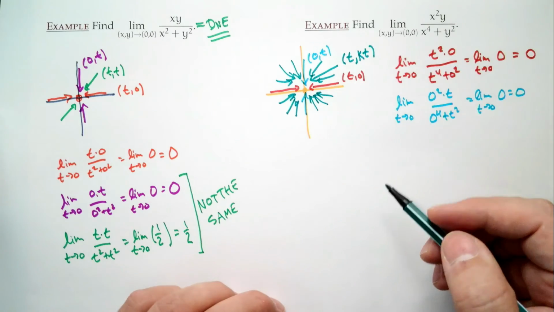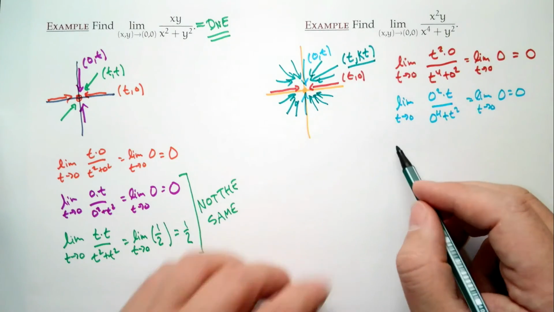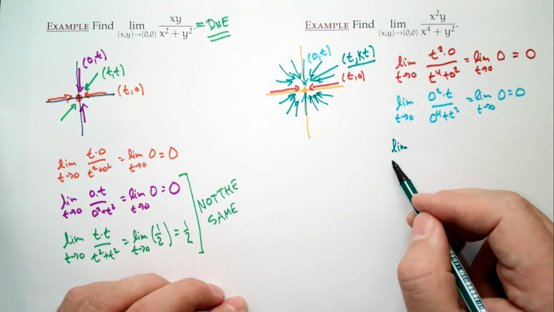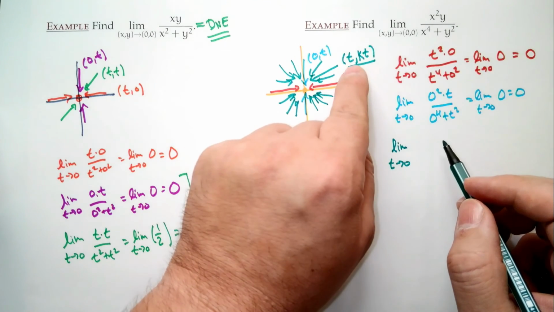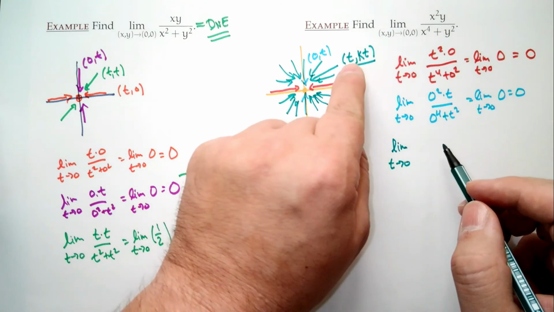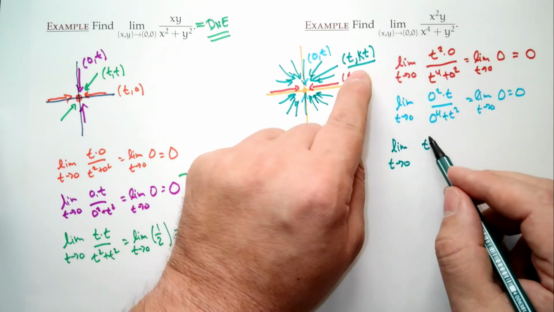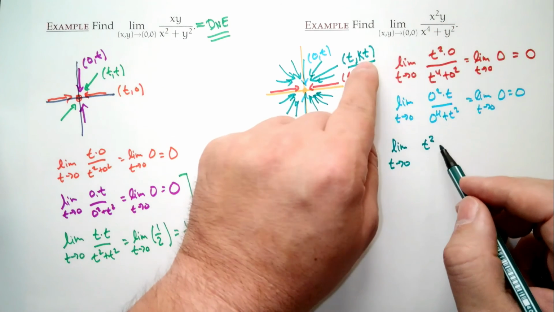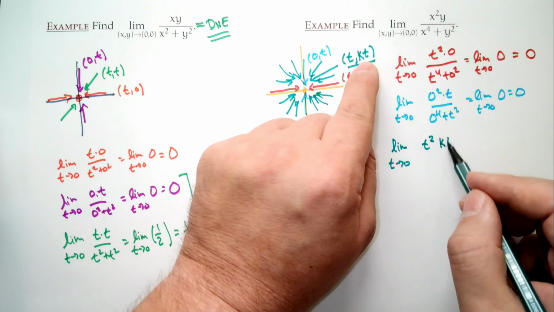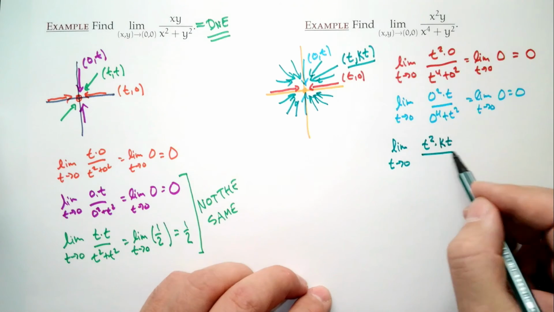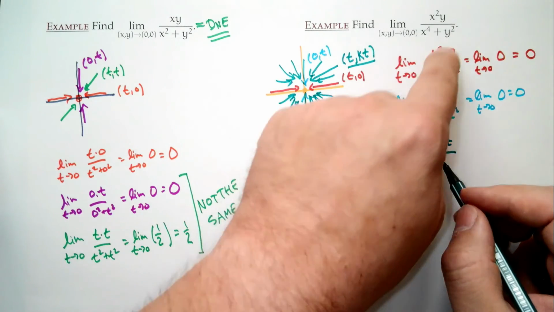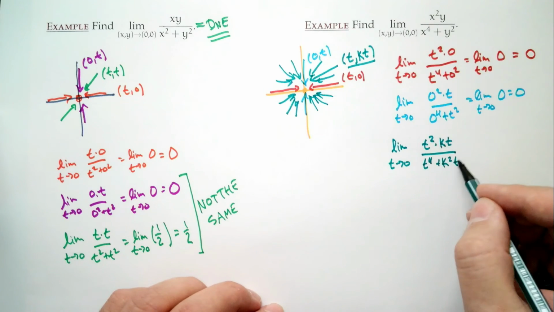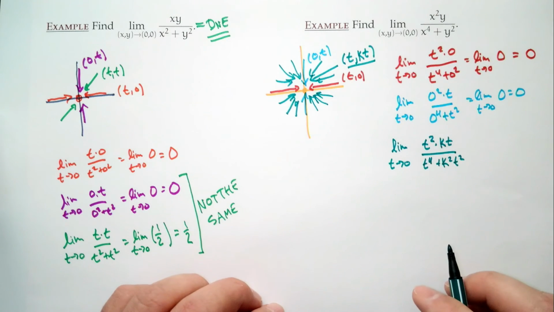All right. So again, we're checking (t, kt). So that becomes the limit as t goes to 0 of, all right, let's be careful here. We have x is t, so that would be t squared. y is kt. That's upstairs. Downstairs we have t to the fourth, and then plus k squared t squared. Now what can we do here?